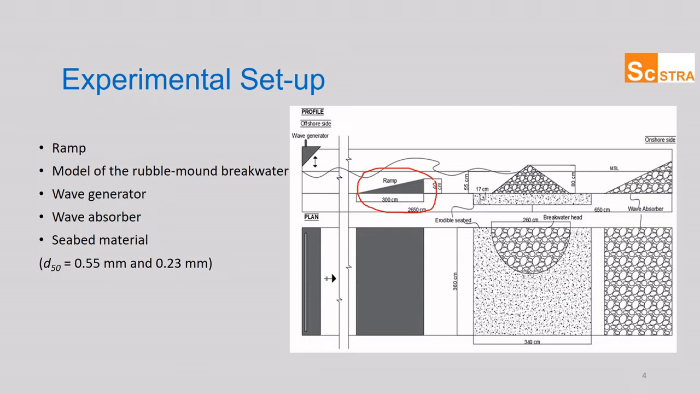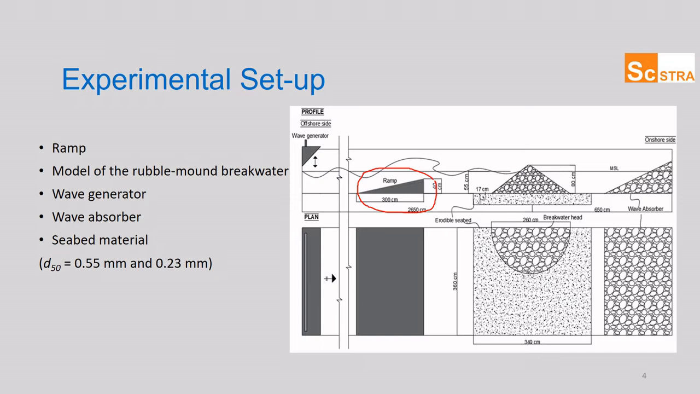Yes, the seabed material used in the study has a medium grain size of 0.55 millimeters and 0.23 millimeters. The sand pit is located on the breakwater. The sand is laid without any compaction, and after each experiment, the surface of the disturbed bed was arranged to create a horizontal surface again.